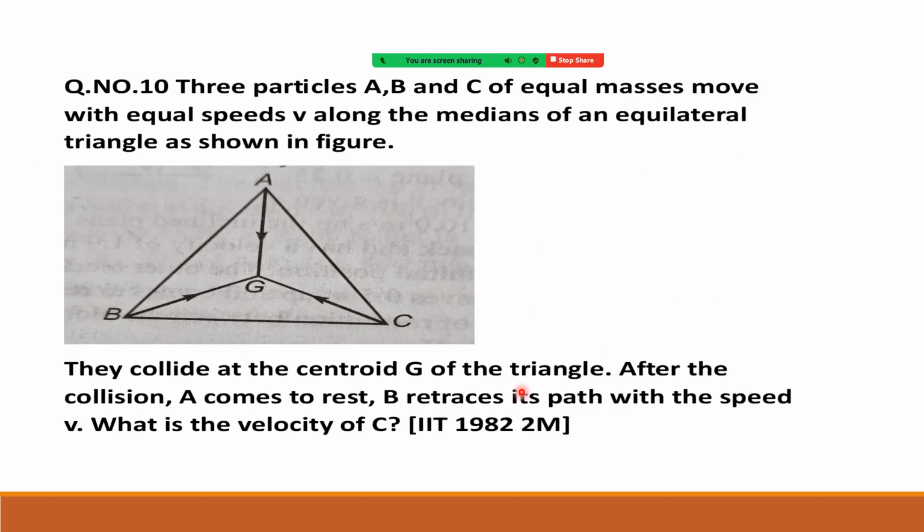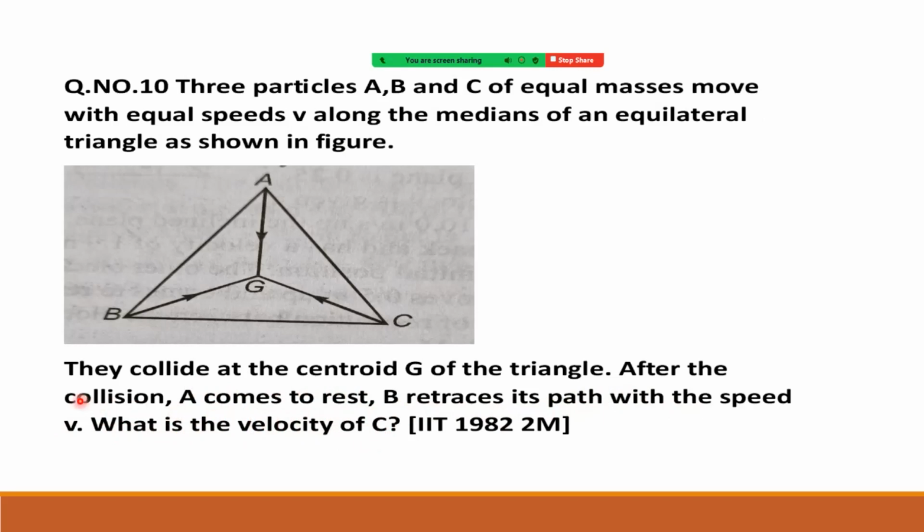This question is also from previous IIT 1982, given for 2 marks. See carefully once. Three particles A, B and C of equal masses move with equal speeds V along the medians of an equilateral triangle as shown. They collide at the centroid of this triangle. After the collision, A comes to rest, B retraces its path with the speed V. What is the velocity of C?